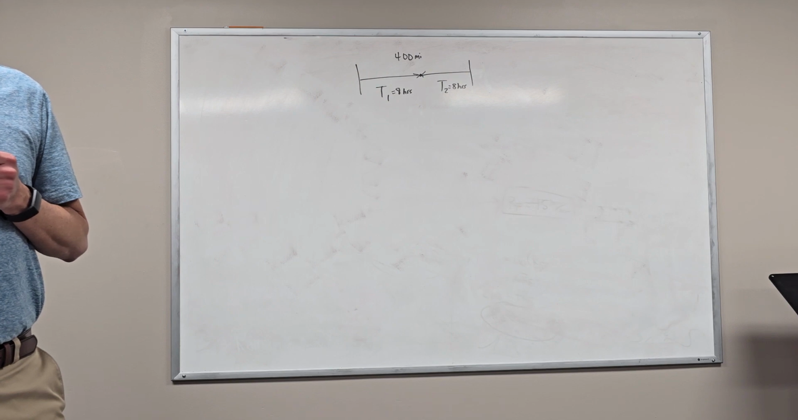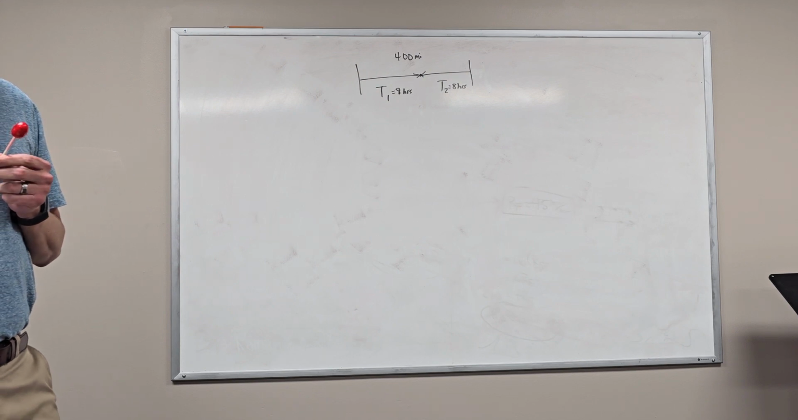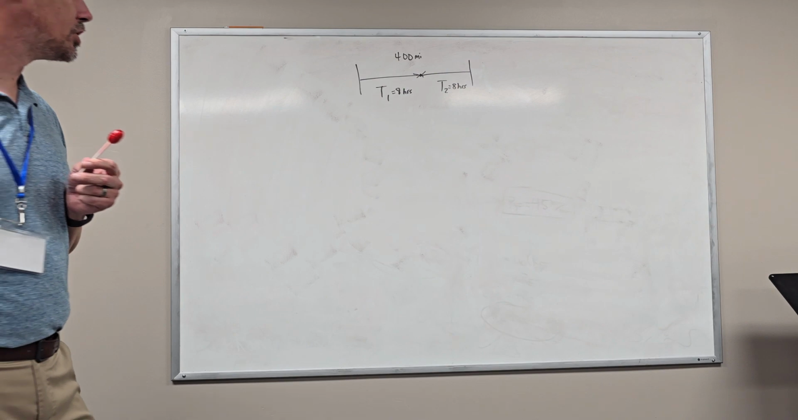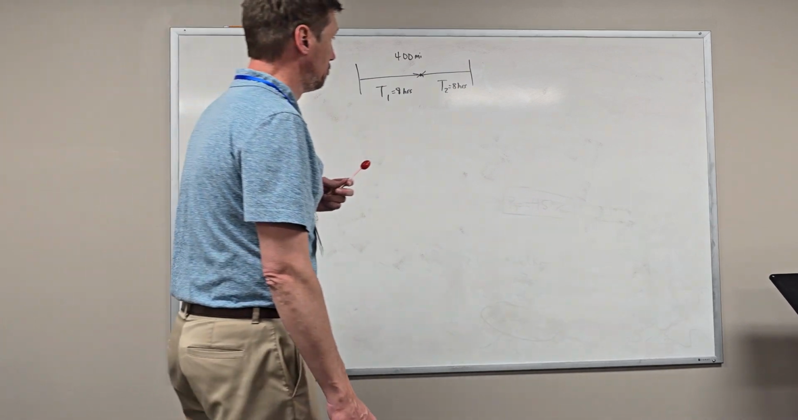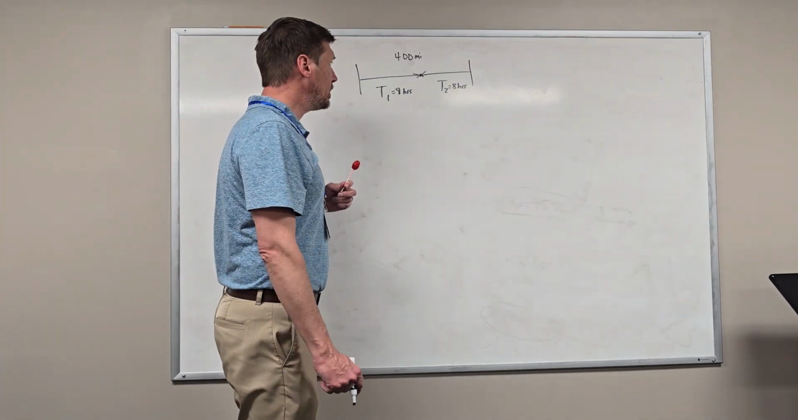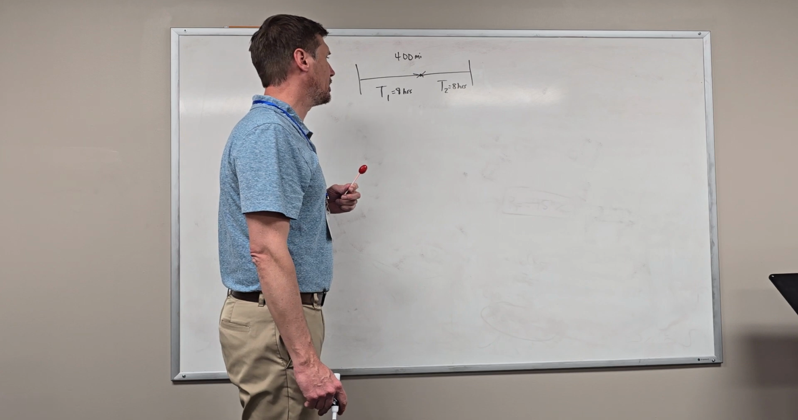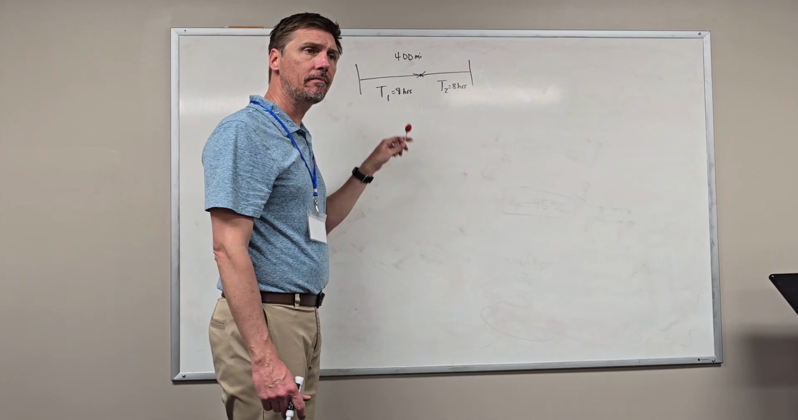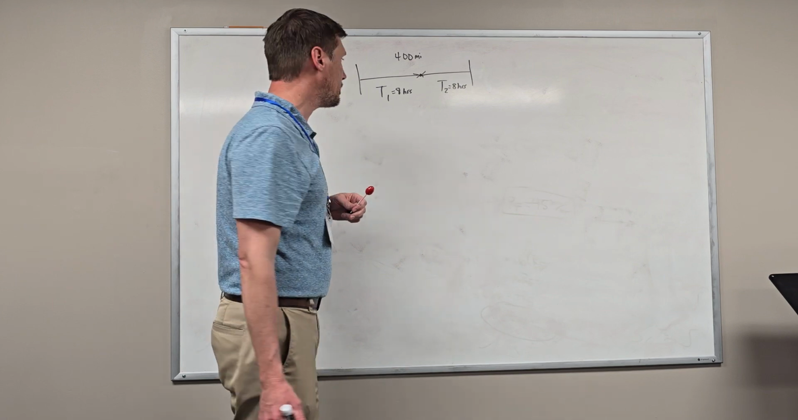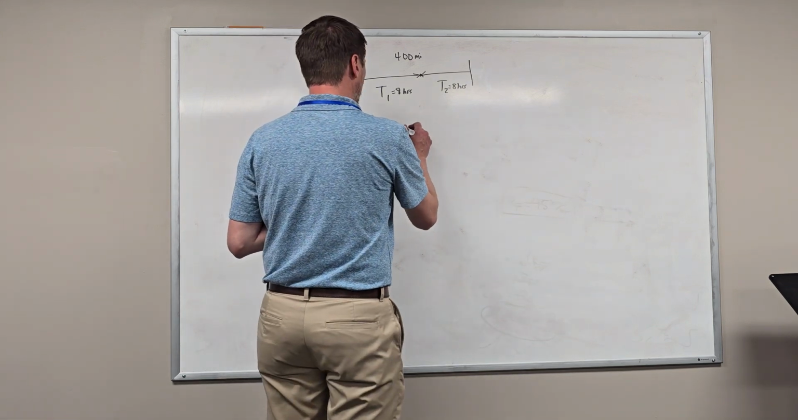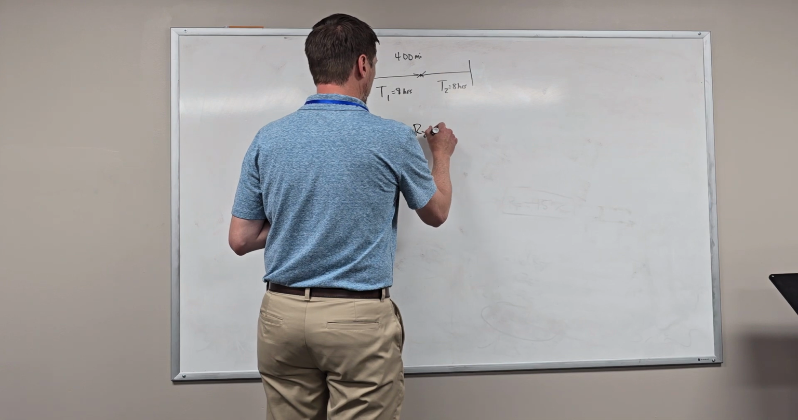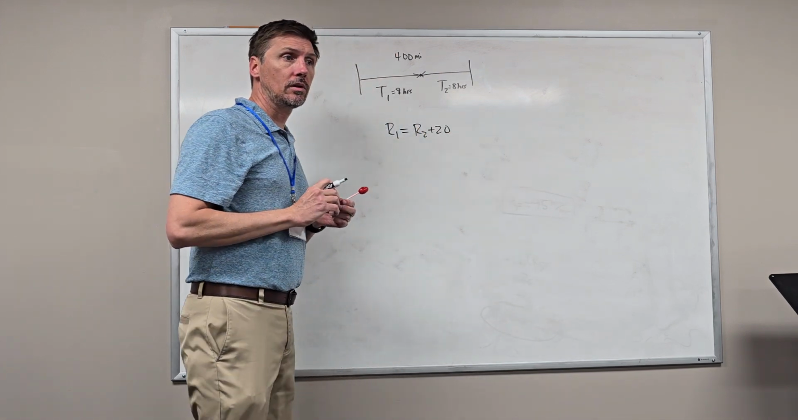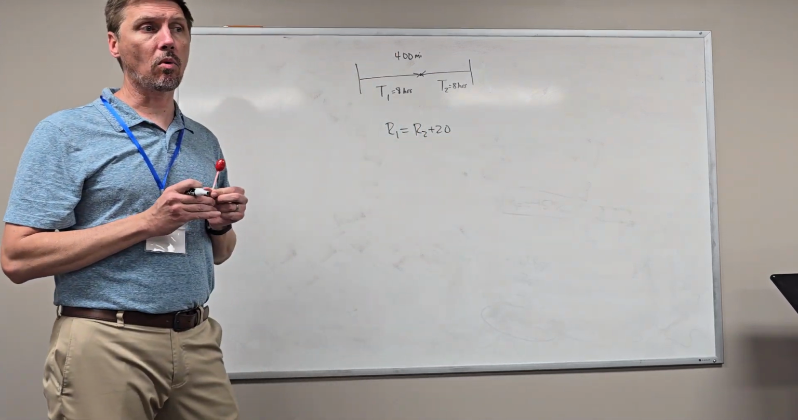Which one was faster than the other? Do we know? We don't know. So does it matter? It really doesn't with the way this problem is set up. We don't care because the time is the same. We're just going to say the speed of one was 20 miles more than the other. So we'll just do this: R1 equals R2 plus 20. Does that sound good? The rate of one was 20 miles per hour more than the other.